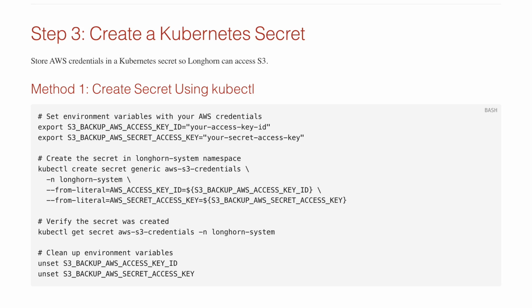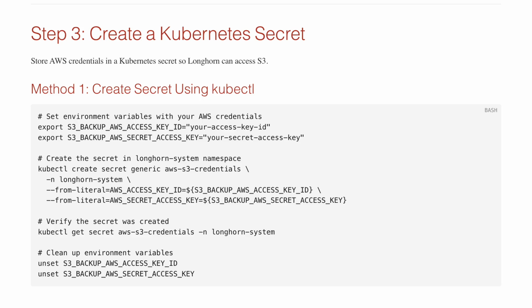Create secret generic, specifying the secret name as aws-s3-credentials. The command uses from-literal flags to set the AWS access key ID and secret access key from the environment variables. After creation, verify the secret was created successfully. Finally, clean up the environment variables for security.